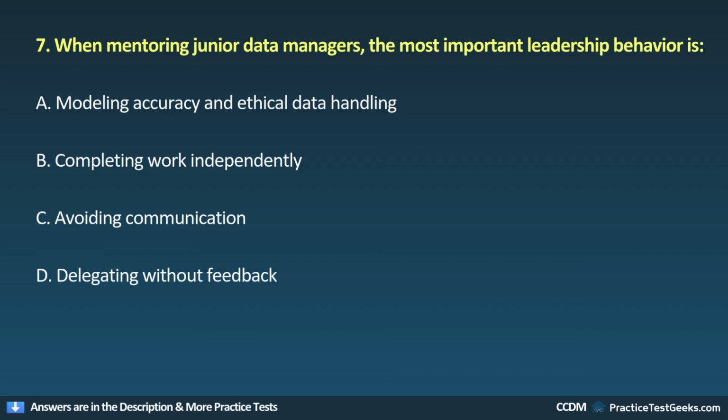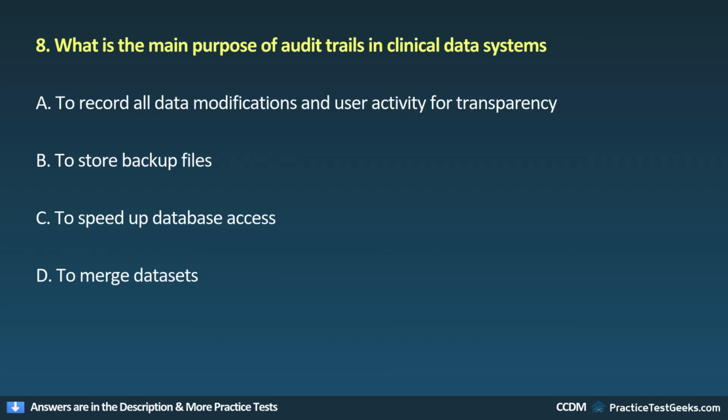A. Modeling accuracy and ethical data handling. B. Completing work independently. C. Avoiding communication. D. Delegating without feedback. 8. What is the main purpose of audit trails in clinical data systems? A. To record all data modifications and user activity for transparency.